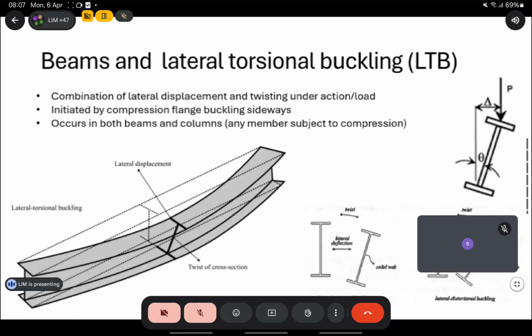So in technical terms, when the beam undergoes bending, there is a lateral displacement of the beam. The entire beam actually goes sideways, but the compression flange goes out more than the tension flange. And the entire web also rotates. So there is an outward movement, the displacement, and there is also a rotation, theta. Both happen together, and it only happens in the compression flange, in parts that experience compression.